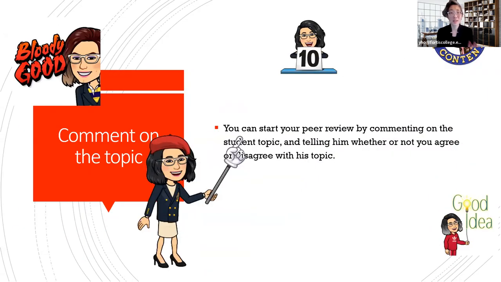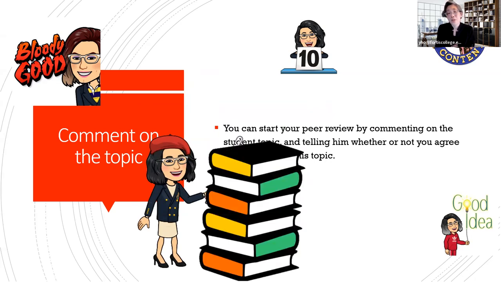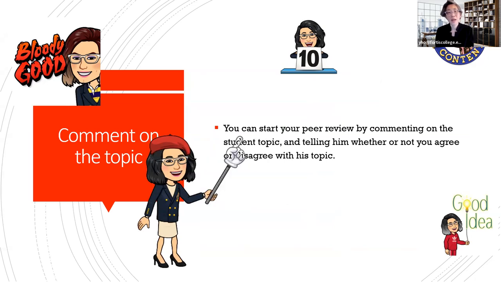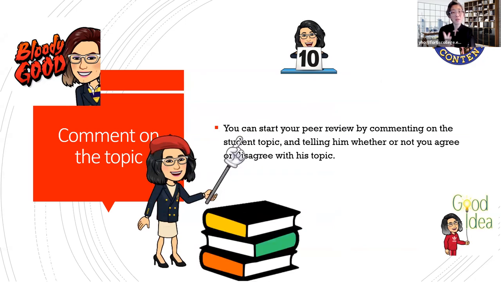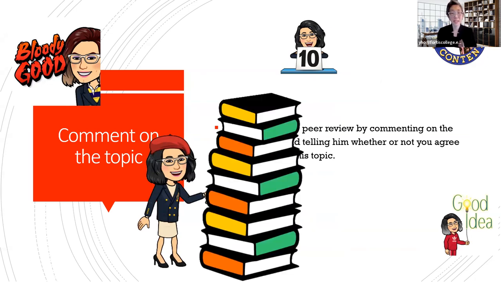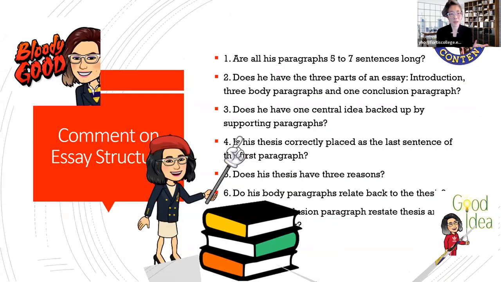You can comment on the topic. In other words, if somebody writes about abortion, you can comment on, you know, I think that abortion should be also blah, blah, or President so-and-so really is such a good blah, blah. Then you can say, oh, and by the way, you need to improve. Then you can segue into what they need to improve. And then you can go back to commenting on the topic. So you can mix it up if you want to. And if you can't think of any, you can start out commenting on their topic.